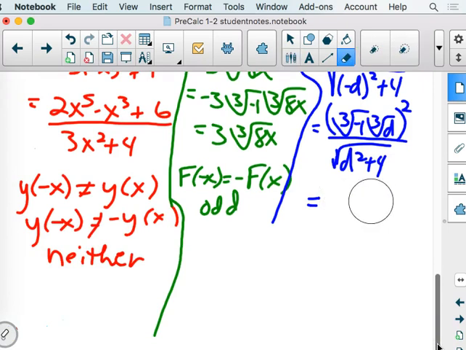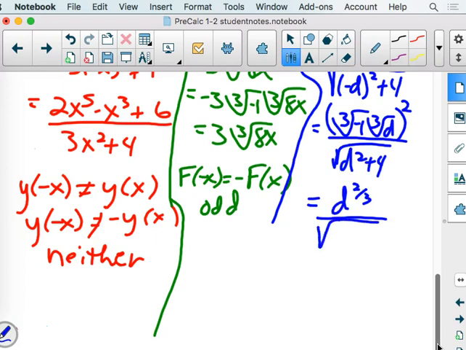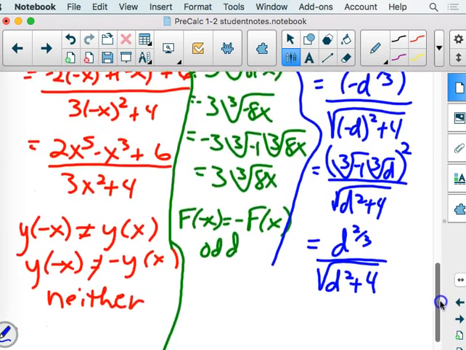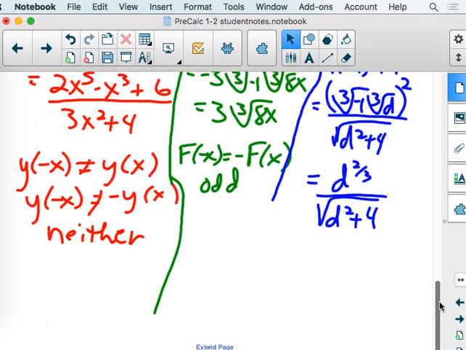I'm going to go back to writing it the original way. Oh, I can't scroll up to the beginning. I guess you guys can see it in your packet anyway.